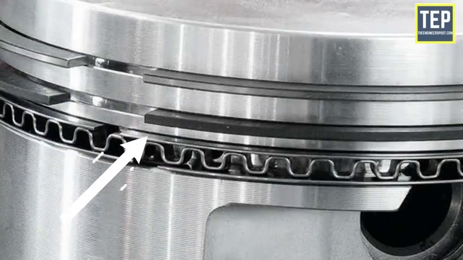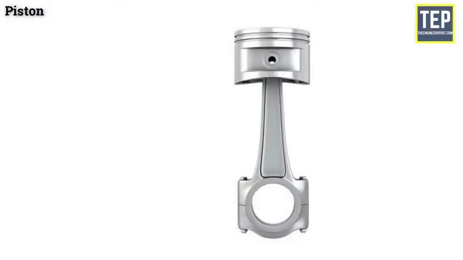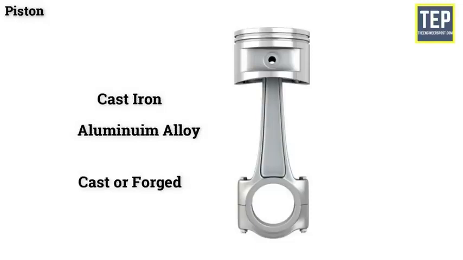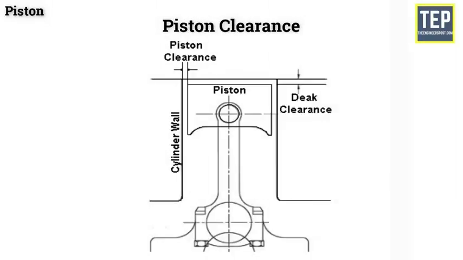It is provided with about 3 to 5 piston rings that provide a good seal between the cylinder wall and piston. The efficiency and economy of the engine primarily depend on the working of the piston. The material used for the piston is mainly cast iron and aluminium alloy. It may be either cast or forged. The piston is usually smaller in diameter than the bore of the cylinder. The space between the piston and the cylinder wall is called the piston clearance. This piston clearance provides a space for a layer of lubricant between the piston and cylinder wall to reduce friction. Generally, piston clearance is 0.025 mm to 0.100 mm.